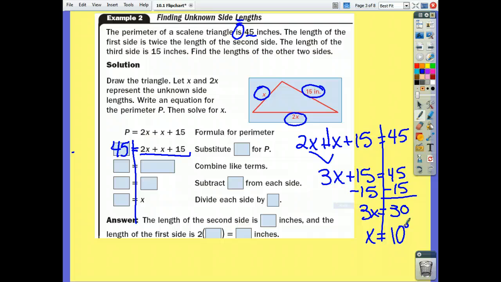No, not 10 degrees. 10 what? Are we finding the measure of the angles? No. I'm not finding the measure of the angles. Yes, it's the perimeter, and they're telling us that it's inches, so this means it's 10 inches. So we found x.